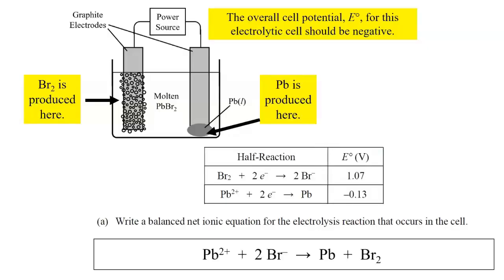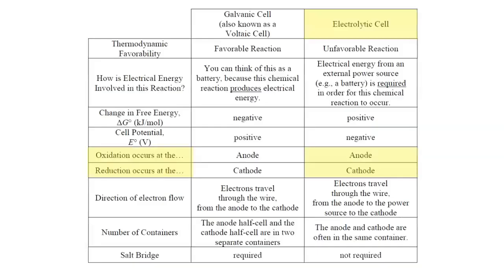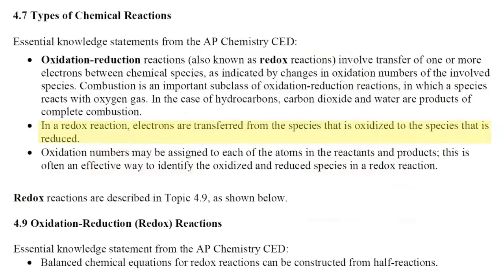That would be Pb 2 plus, so lead 2 plus ions, plus 2 bromide ions, Br minus, and then it produces lead, Pb, and bromine Br2. So that's our answer to part A. And for part B, it says write the net ionic equation for the half reaction that occurs at each electrode in this electrolytic cell. So as far as what happens at each electrode, oxidation occurs at the anode, reduction occurs at the cathode.